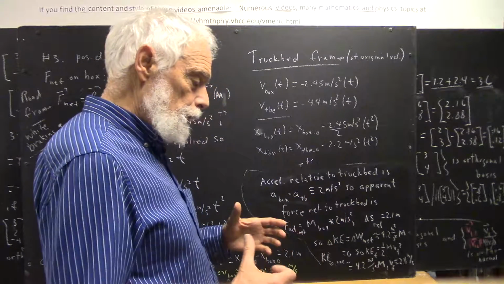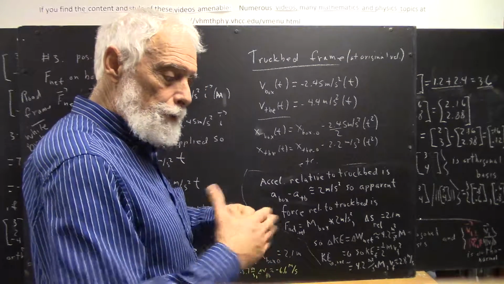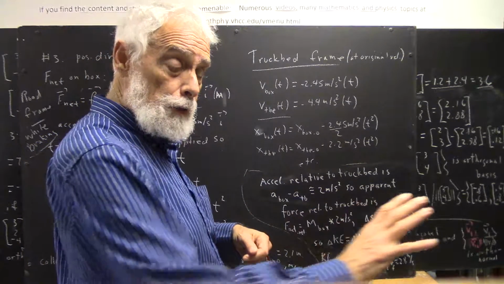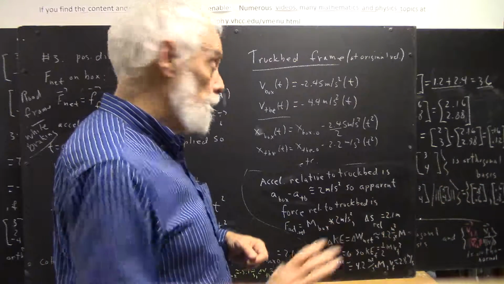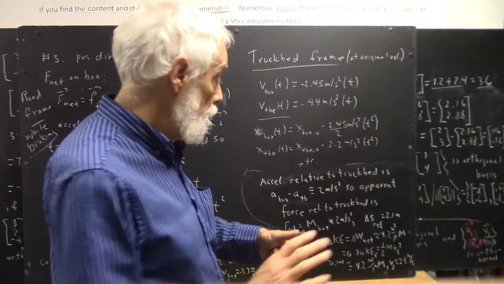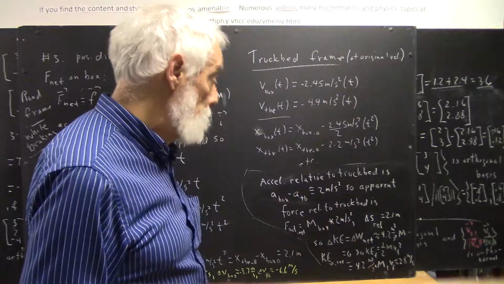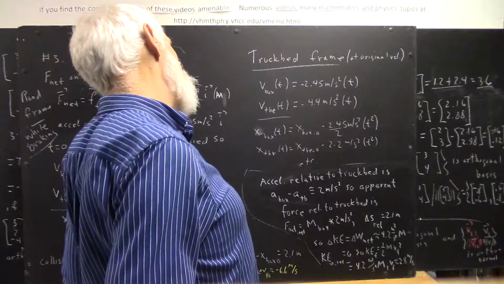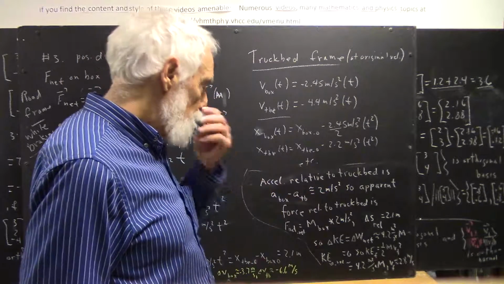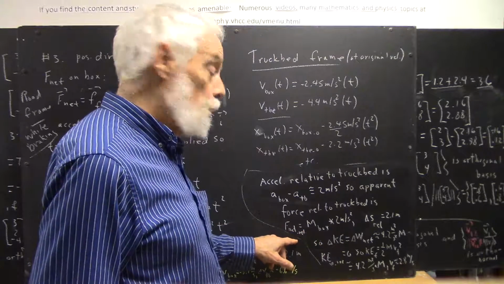So if you're sitting in the truck bed, the brakes are engaged, and the box appears to accelerate forward at 2 meters per second squared. And relative to the truck bed, that is its acceleration. That acceleration multiplied by the mass of the box is the net force.